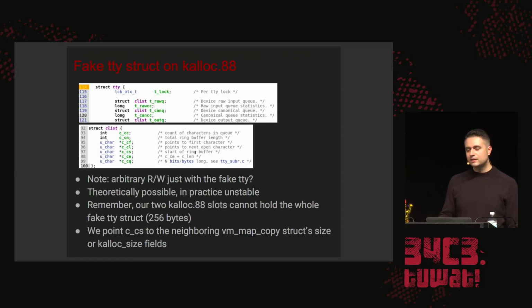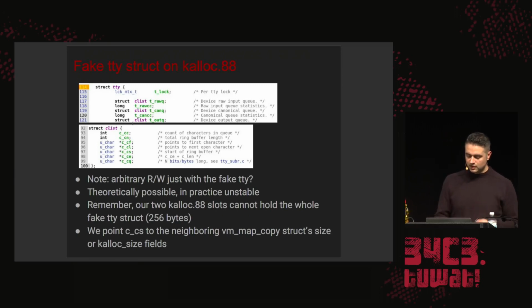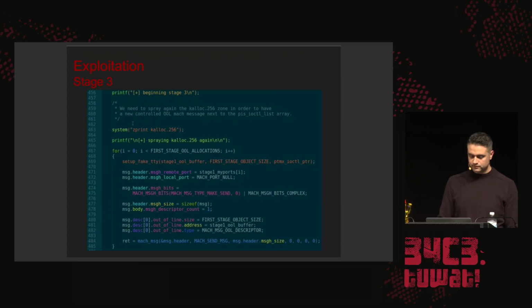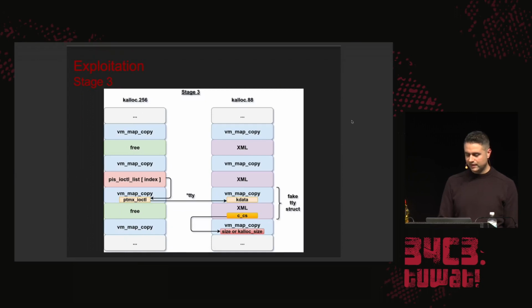I started playing a bit to use it to do an arbitrary write, but I found that I wasn't able to, because at a later stage some other parts of the TTY struct were needed that I wasn't able to control, so I only had two 88 slots to host my fake TTY struct. So that wasn't stable. I was only using that to do a relative write. So we'll see the code later on. Let's go to the heap layout.